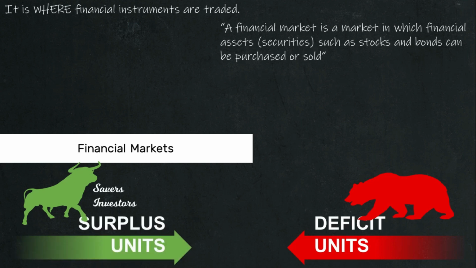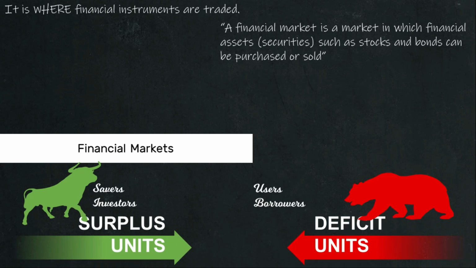The second participant is a deficit unit. Who is a deficit unit? Deficit units are those people or institutions who have spent more than they have received. In other words, deficit units go into a financial market looking for funds. That's why they are called users or borrowers.